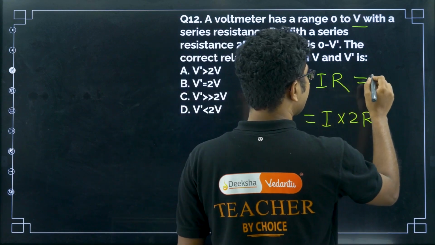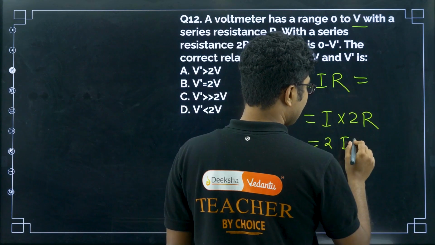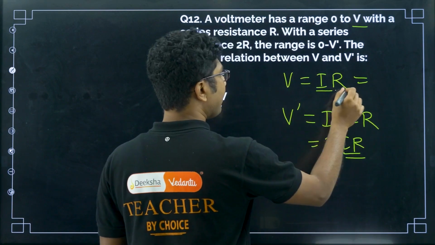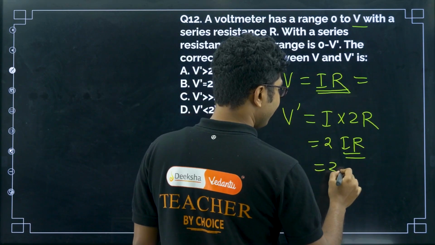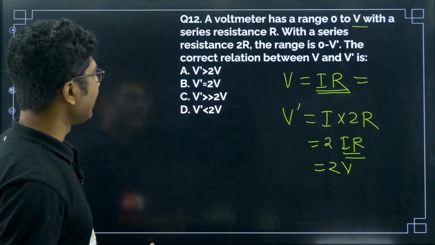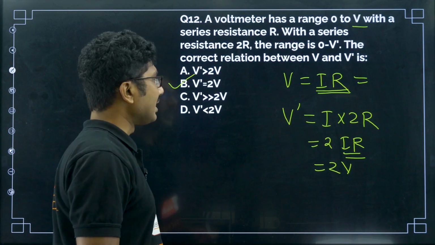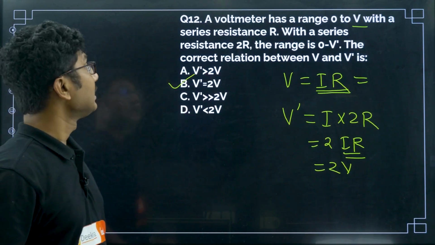Only V dash and 2R will change. So from this equation, we get V dash equals 2IR. Now what we will do? We will replace this IR with V. So basically V dash is 2V. We can see this is the correct relation. No need to worry about anything else.